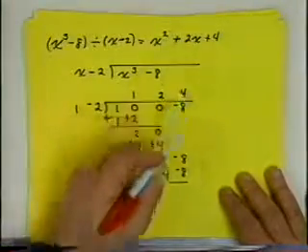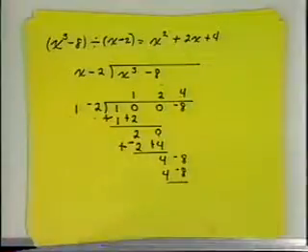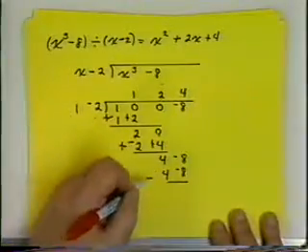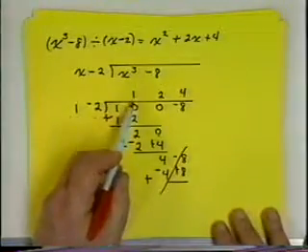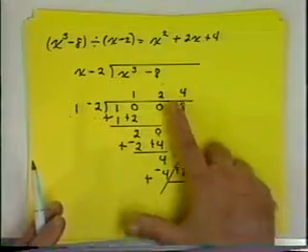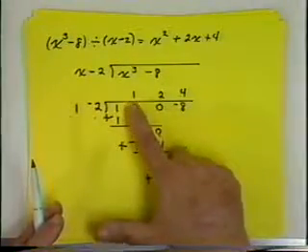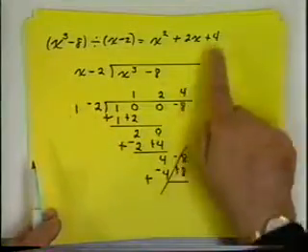1 goes into 4 4 times. 4 times 1 is 4. 4 times negative 2 is negative 8. How do we subtract? We add the opposite. Everything drops out here. What's the answer? 1, 2, 4. But what's the code? 1's, x's, x squareds. The answer is what? 1x squared plus 2x plus 4.